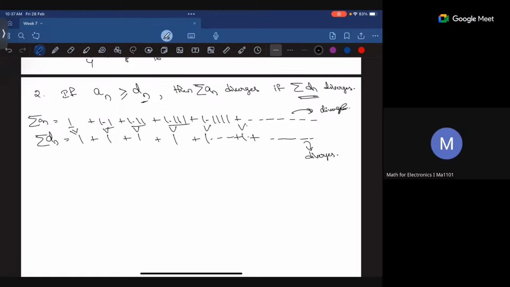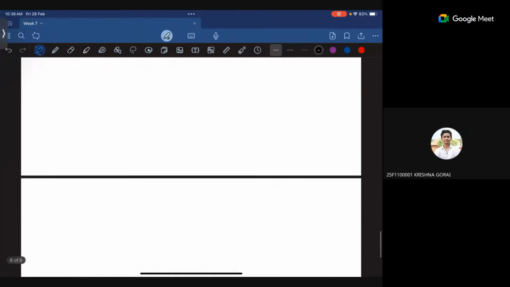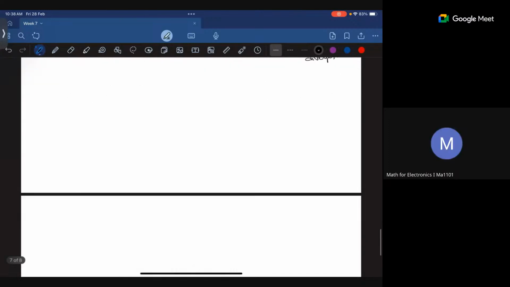Observe that this 1, 1.1, 1.11 is not a geometric series, but we were able to comment on the convergence of the series using the comparison test. And you should be very clear what kind of test you are using and how you are concluding whether it is convergent or divergent. Okay, so any doubts here? No, sir. All right.